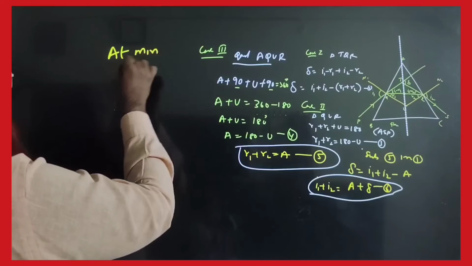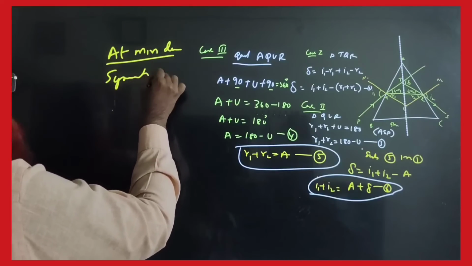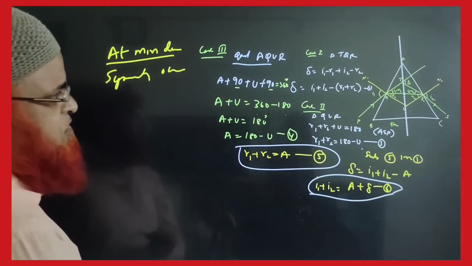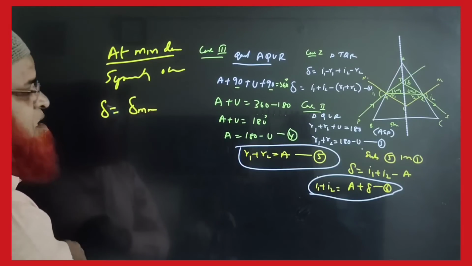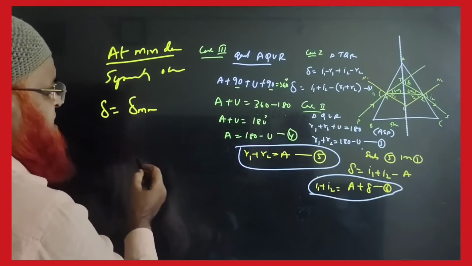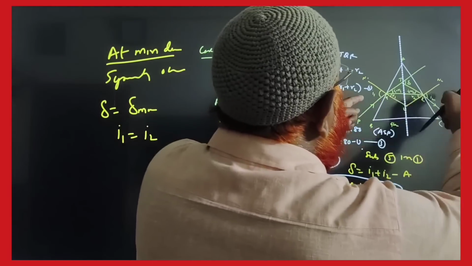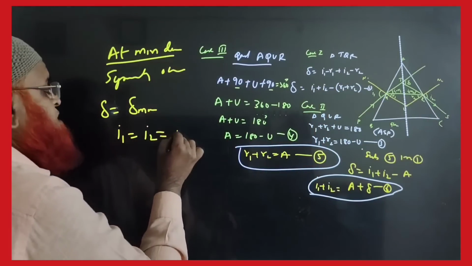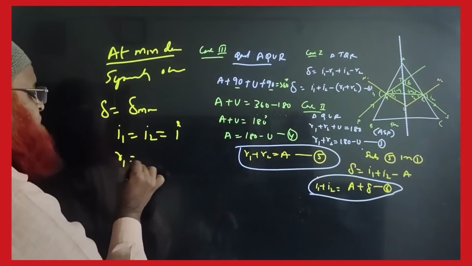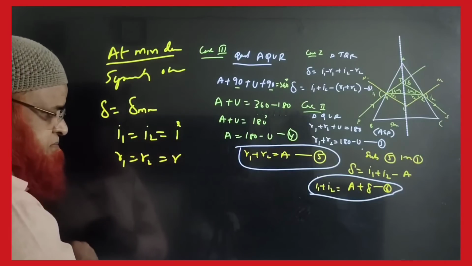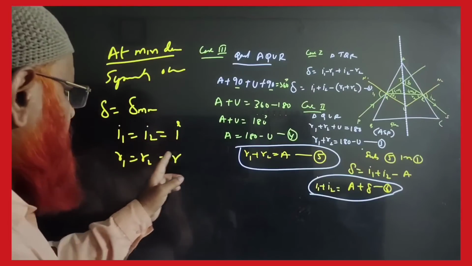At minimum deviation, symmetry occurs. When symmetry occurs, what is going to happen? First thing is delta will become delta minimum deviation. Next, I1 will be equal to I2. Symmetry occurs means these two angles will be the same now. I1 is equal to I2 is equal to I. And these two angles are the same, R1 is equal to R2 is equal to R. That's it. Is it okay?